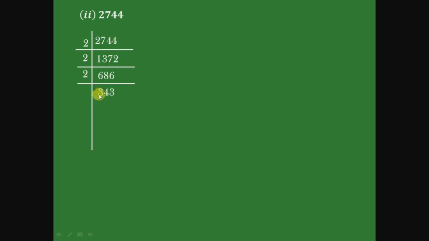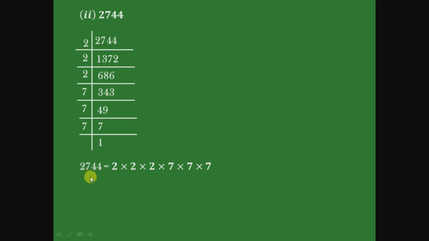Now let's take another example. 2744. Since it's an even number, it is divisible by 2. I'll get 1372, which is also divisible by 2. I'll get 686, which is also divisible by 2. I'll get 343. 343 is divisible by 7. I'll get 49. So 7 sevens are 49, and 7 ones are 7. That means 2744 is equal to 2 into 2 into 2 into 7 into 7 into 7.